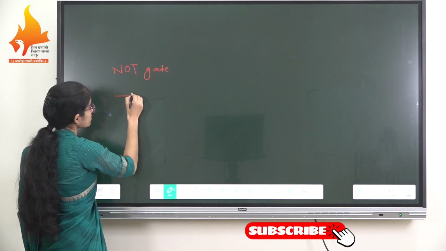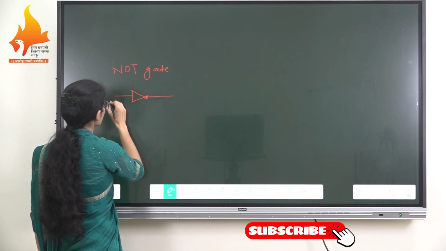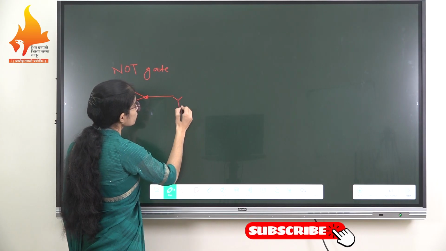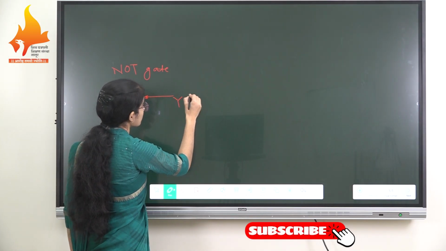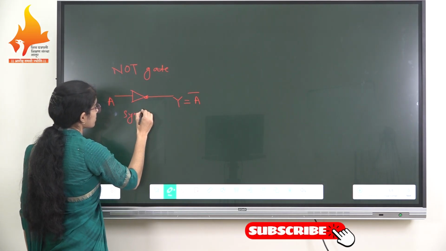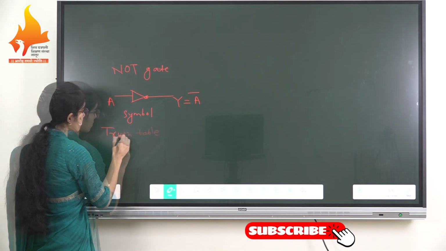The NOT gate consists of only a single input and it produces a single output. If we give input as A, then it produces output Y equals A bar. Now this is the symbol for the NOT gate. Next, the truth table for the NOT gate.